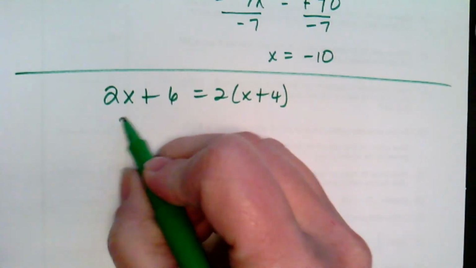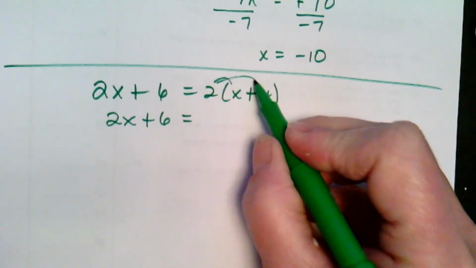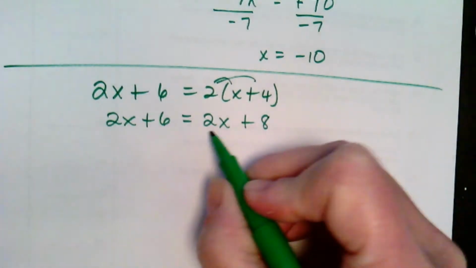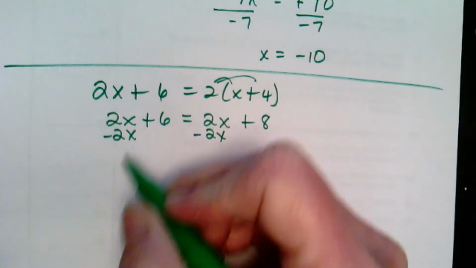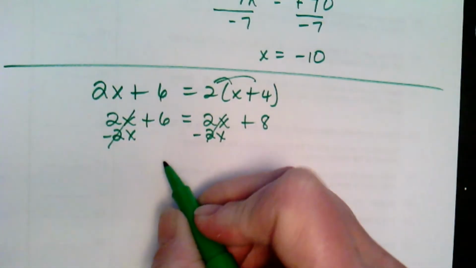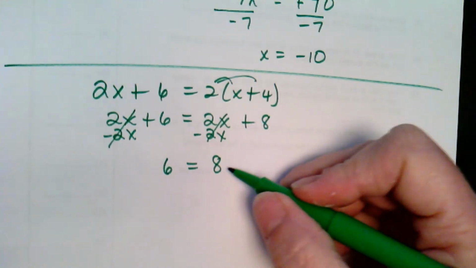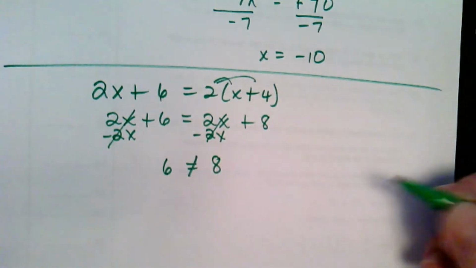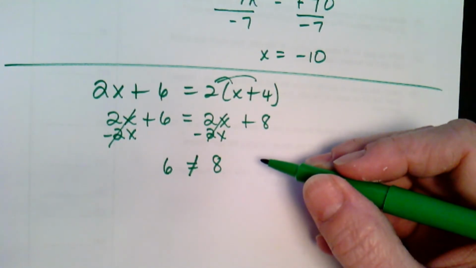So simplify each side. This side can't be simplified anymore, but we can distribute this side. Then subtract 2x from this side. Alright, our x's are now gone, and I'm left with this. This is not a true statement. 6 does not equal 8. Never can, never will. When it is not true, then this does not have an answer.